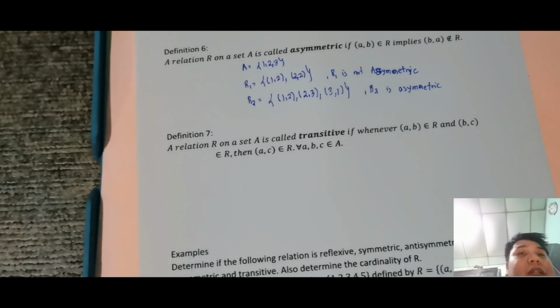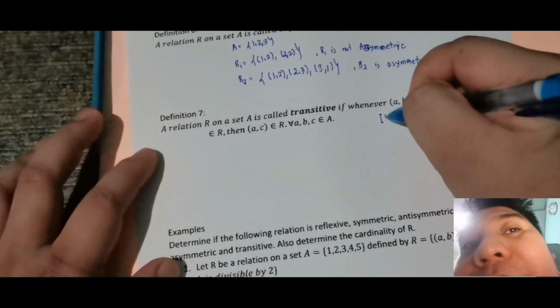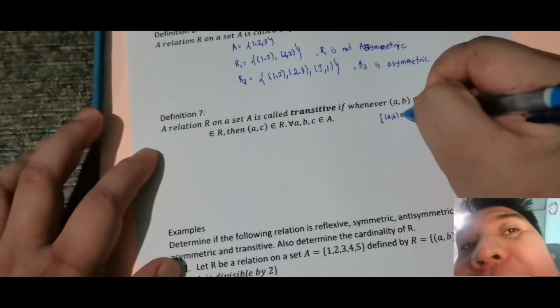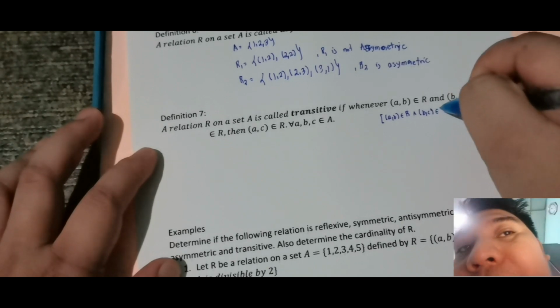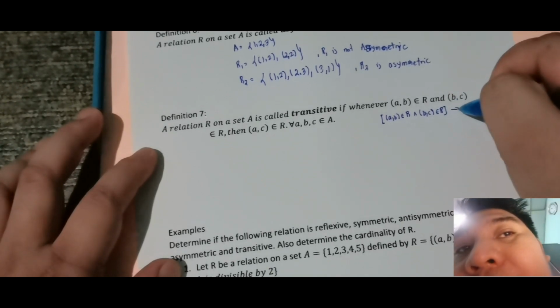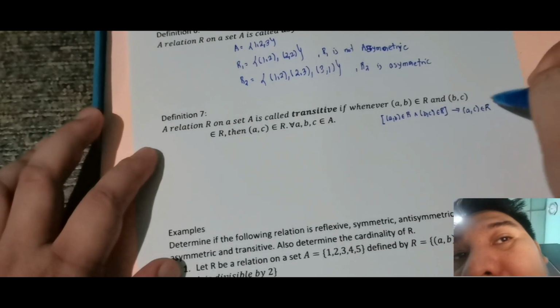Okay, so let's have definition number 7. So a relation R on set A is called transitive. Tandaan, transitive. Whenever A, B element of R and B, C element of R, then A, C must be an element of R. So, susulat ko lang ulit 'to kanina sa anti-symmetric. So, medyo mahaba kasi. A, B element of R and B, C element of R implies A, C element of R.